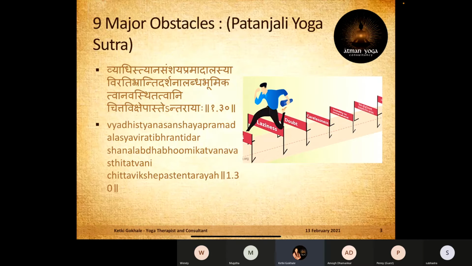What are they? They are Vyadhi, Sthana, Samshaya, Pramada, Alasya, Avirati, Bhranti Darshana, Alabdha Bhumikatva, Anavasthitattvani, Chitta Vikshepaha, Te Antarayaha. So we'll be looking at each of them one by one.